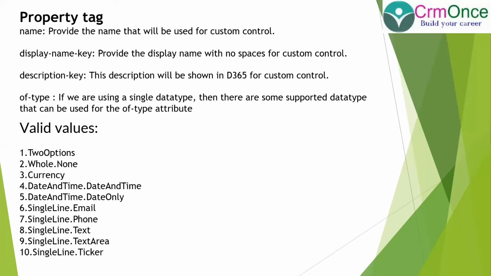Of type: if you are using a single data type, there are some supported data types that can be used in the of type attribute. The value types are two option set, whole number, currency, date and time, date only, single line of text, single line email, single line phone, single line text area, and single line ticker. These are the property data types you can define.